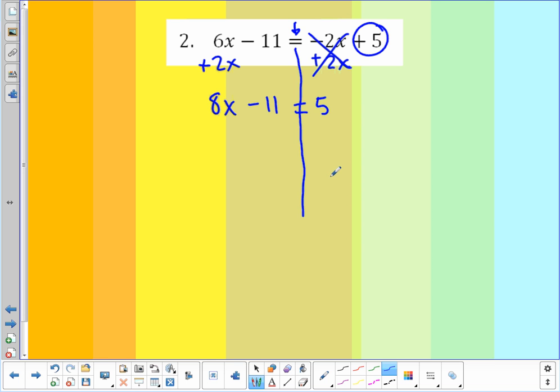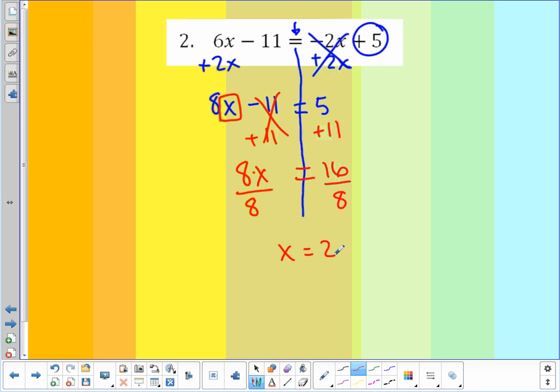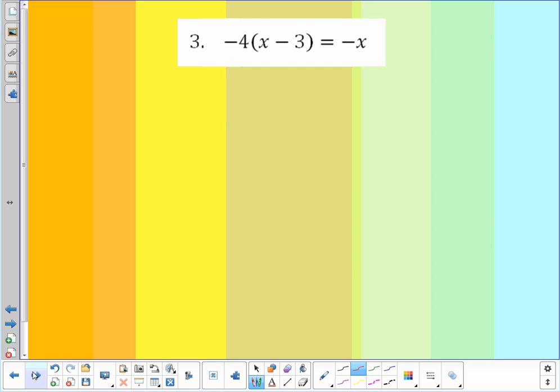Then I need to get rid of the constant. So the constant, remember you're trying to get this x alone, so work on the side that has the x. The constant is negative 11, so I'm going to add 11 to both sides. That cancels that. I'm left with 8x is equal to 5 plus 11, which is 16. Then the last thing I need to do is divide by that 8, because that's a coefficient, and I have x is equal to 2. So there's my solution. Let's take a look at 3.